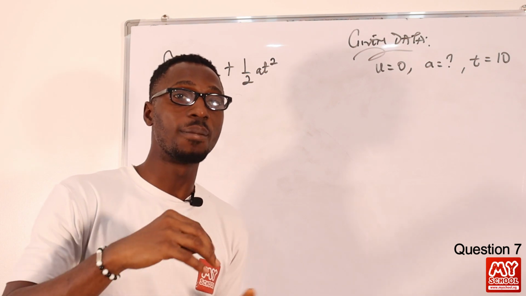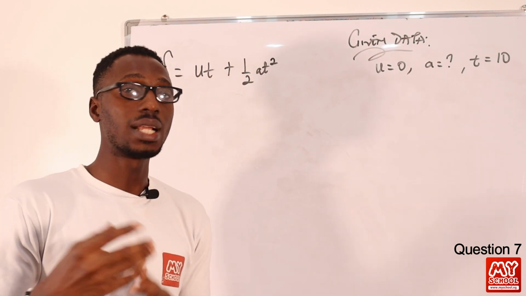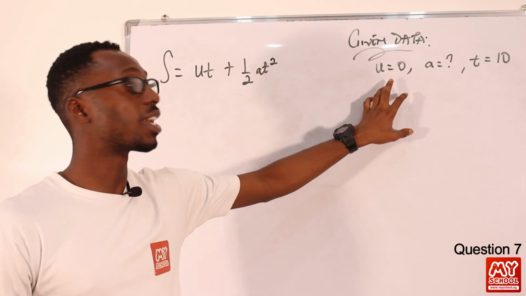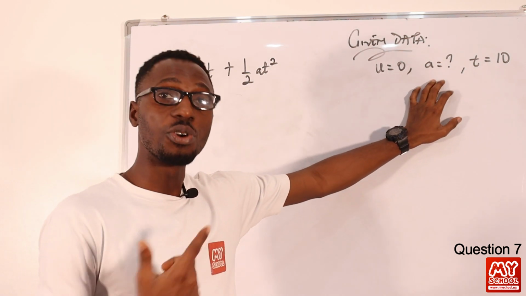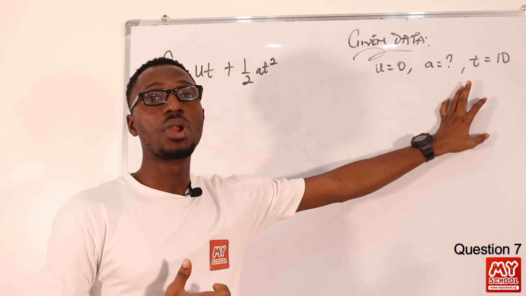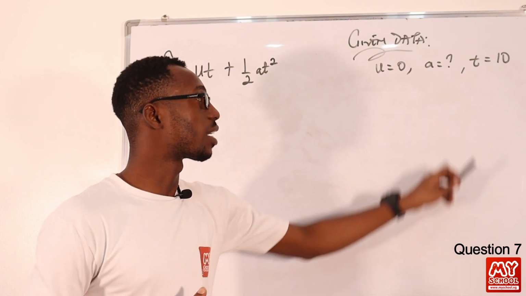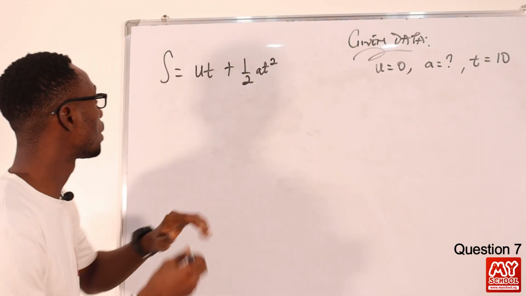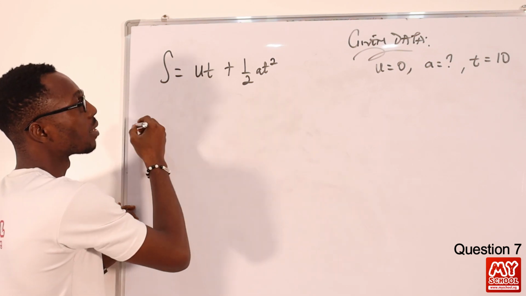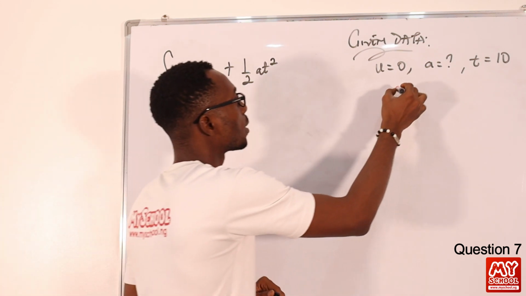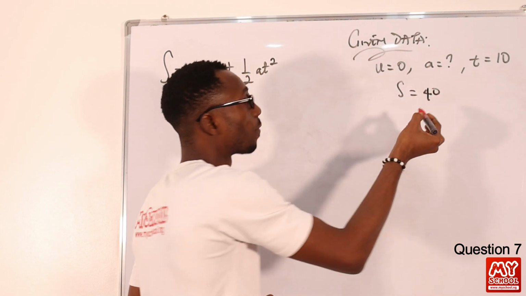So that tells you that the initial velocity is actually 0. The acceleration is unknown. That's what we are looking for. Then we have the time used, that is actually 10 seconds. So we just have to slot this in. I have my S, the distance covered, as 40. I was told 40 meters.